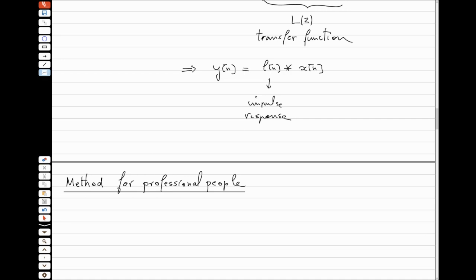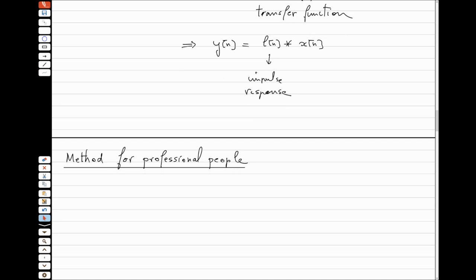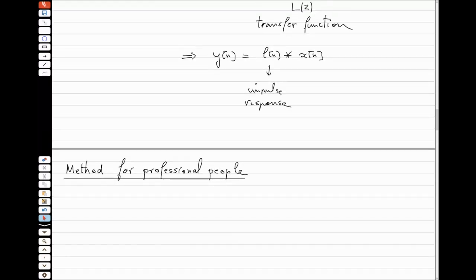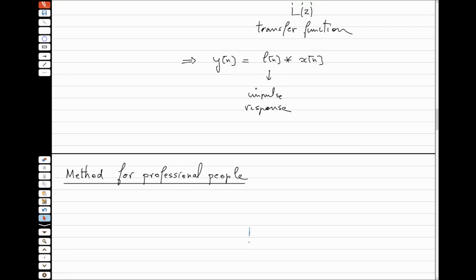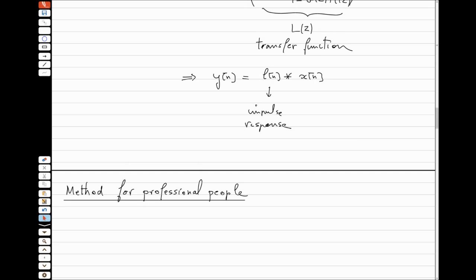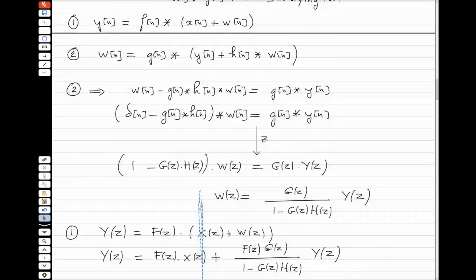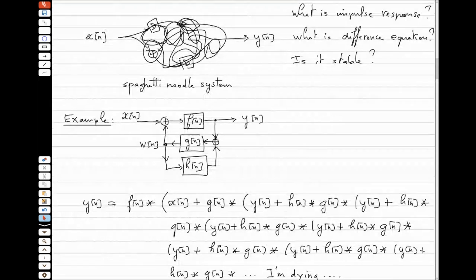I'm going to teach you the method for professional people. Sounds good, huh? It looks like a joke, but this time it's not a joke. It's really what I experienced when going to conferences. So quickly, I'm going to show you what is the method for professionals, because you are going to become professionals very soon.